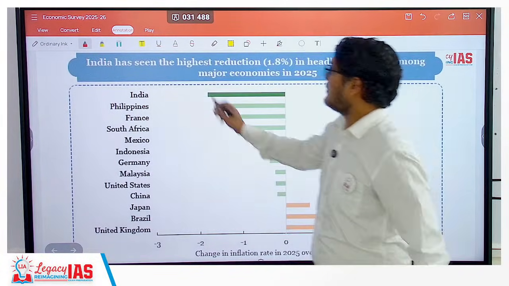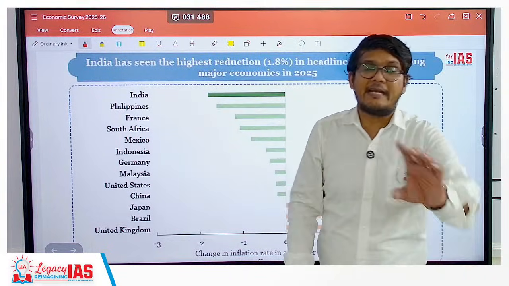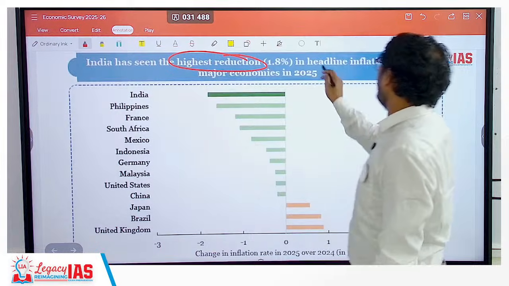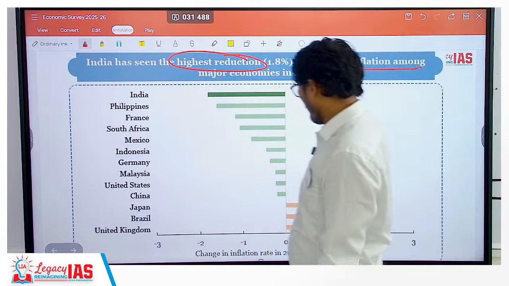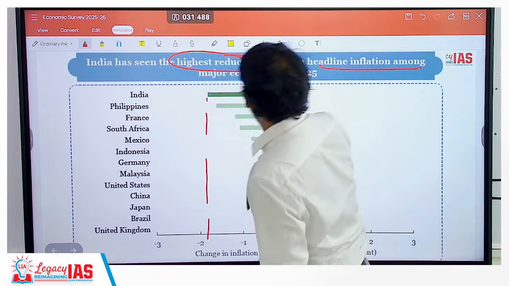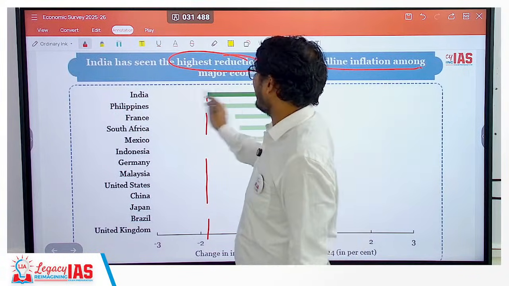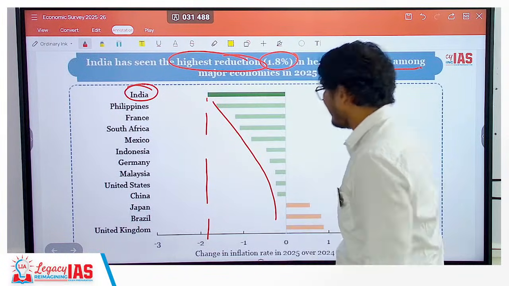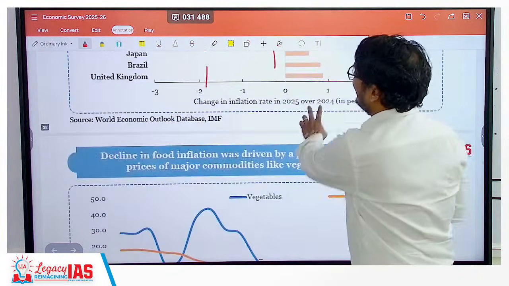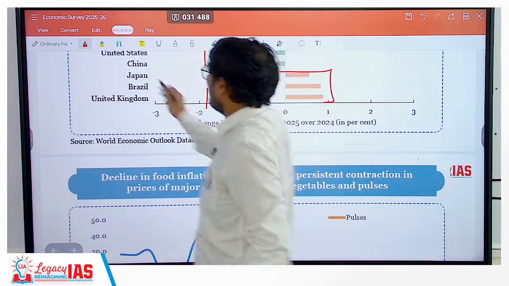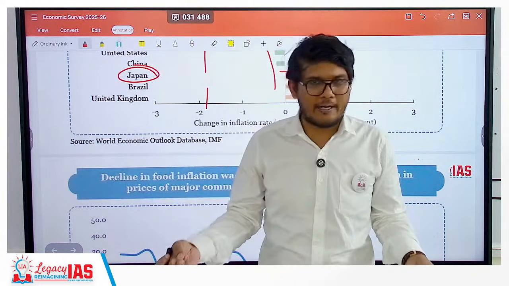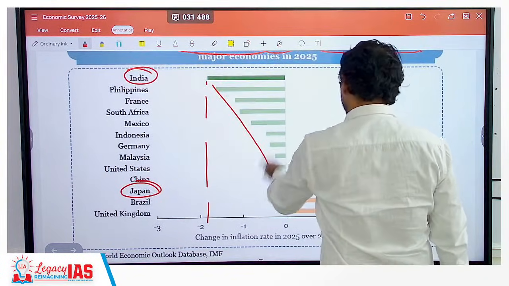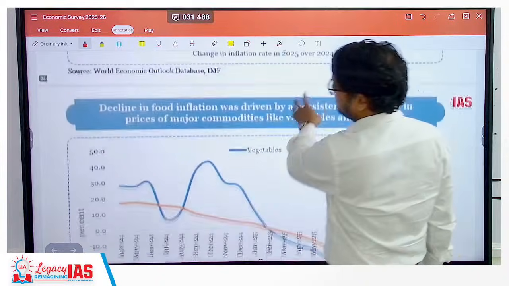If you talk about the ability to reduce inflation, India has done exceptionally well. In fact, India has seen the highest reduction in headline inflation. So we have seen close to 1.8% reduction in our headline inflation, the highest. The other countries have seen lesser and lesser. In fact, in some countries, the inflation has increased. Of course, because they were already at a very low rate of inflation. So that is why inflation there has increased. We were at a higher level. For us, it has gone down.